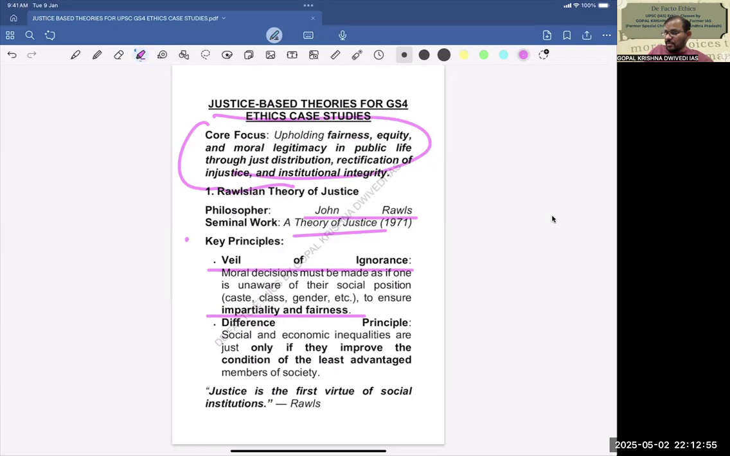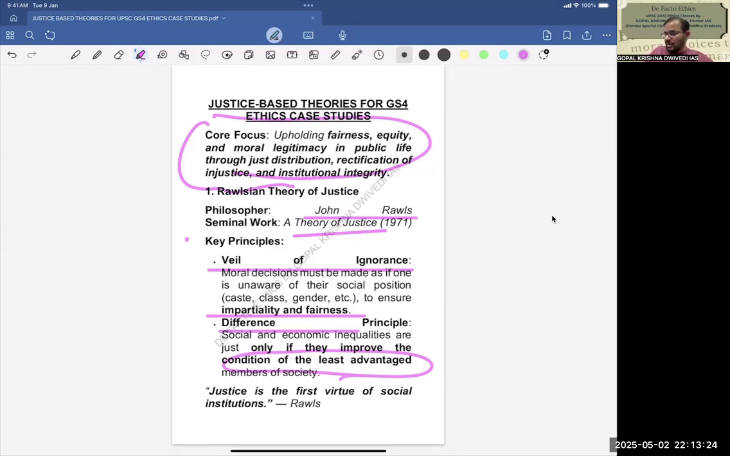Second principle is the difference principle. The difference principle says social and economic inequalities are just only if they improve the condition of the least advantaged. So basically, the focus here is again the condition of the least advantaged. Whatever can be done for improving the condition of the least advantaged should be done. If you remember, this again reflects Gandhi's philosophy of Antyodaya. So to that extent, it matches with that. That we should also remember.